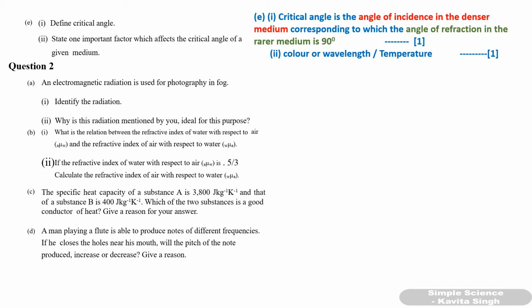Do not miss out the important things which I have highlighted, or for which I have used the different color. It is the angle of incidence in the denser medium, corresponding to which the angle of refraction in the rarer medium is 90 degree. Factor on which it depends. There are many factors. You have to give one factor, 1 mark. You can either write color or wavelength, or you can write temperature.